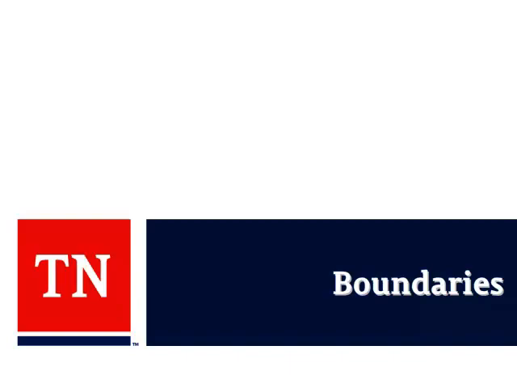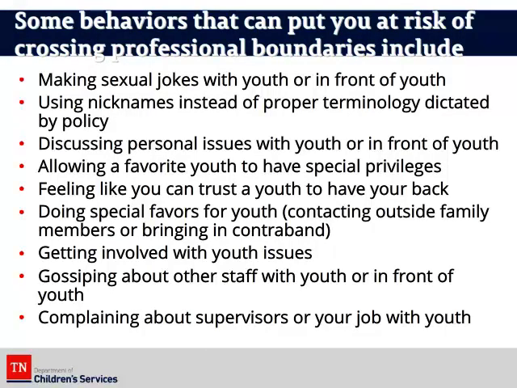Boundaries. Some behaviors that can put you at risk of crossing professional boundaries include making sexual jokes with youth or in front of youth, using nicknames instead of proper terminology, discussing personal issues with youth or in front of youth, allowing a favorite youth to have special privileges, feeling like you can trust a youth to have your back, doing special favors for youth, getting involved with youth issues, gossiping about other staff with youth or in front of youth, complaining about supervisors or your job with youth.